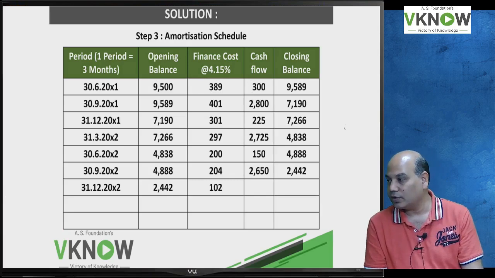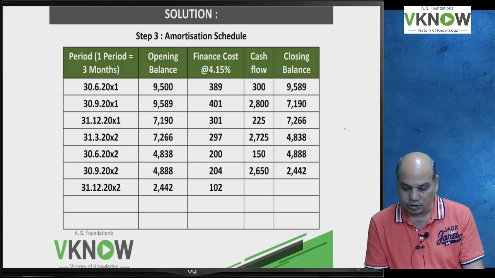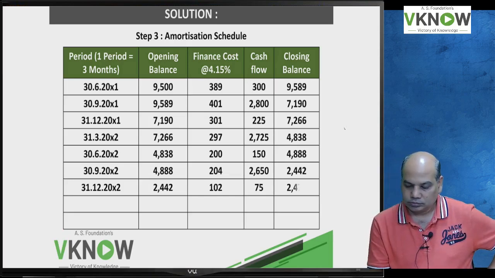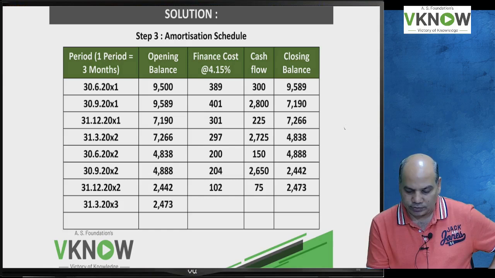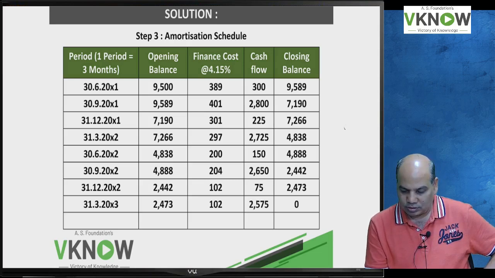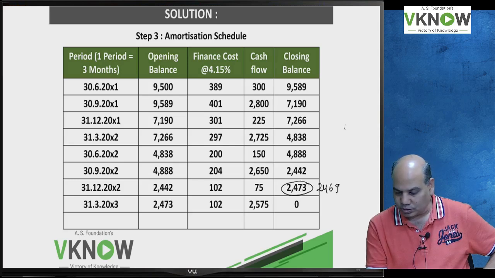2442 into 4.15%. 102, write down, no problem. 75. Come on, balance in the last column. 2473. Is right, 2473. 2473 into last year, what do you do? Make it 2469, no problem.